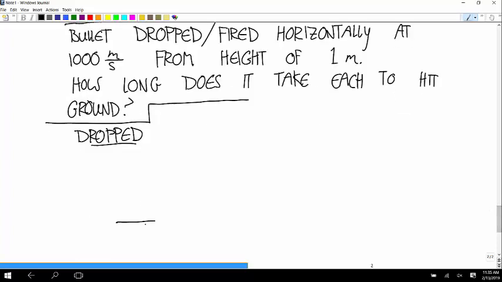So there's the ground. There's the bullet. It's dropped from here straight down. This distance is 1 meter. Draw that bullet a little better. That's a big bullet.